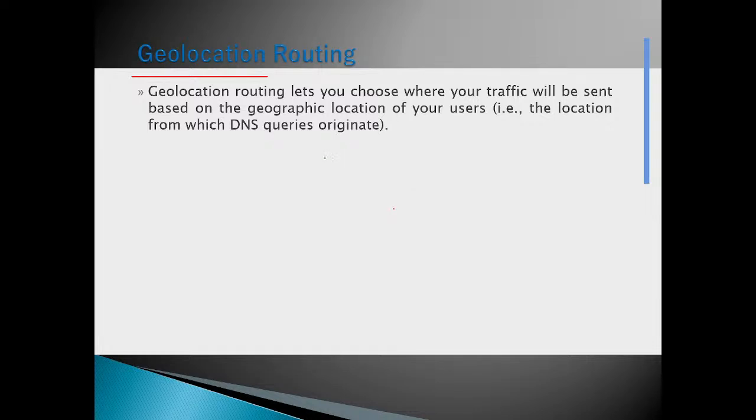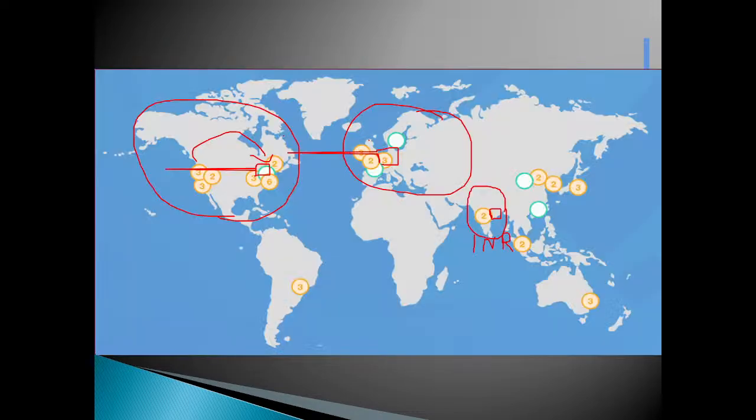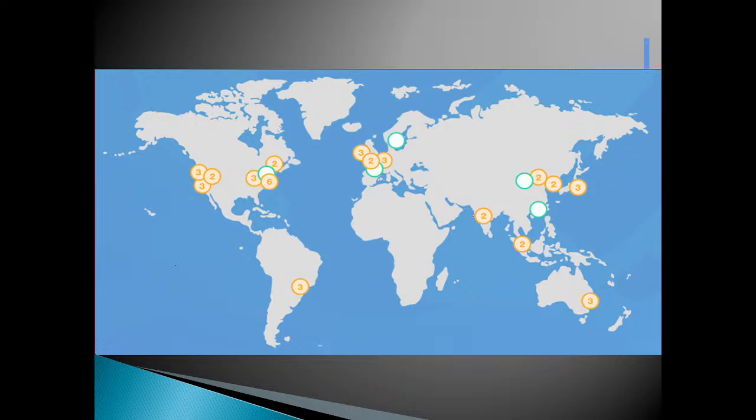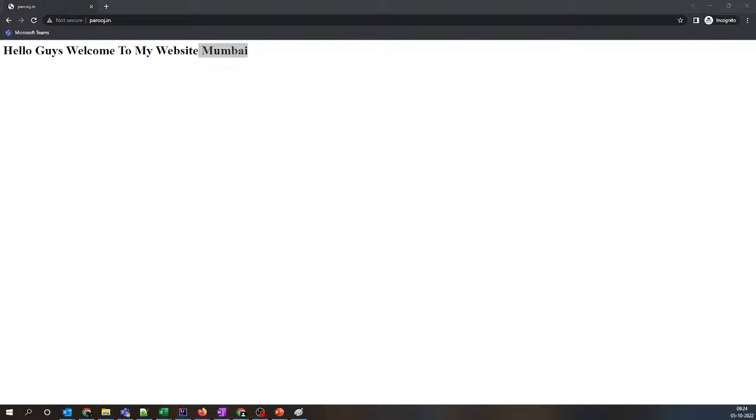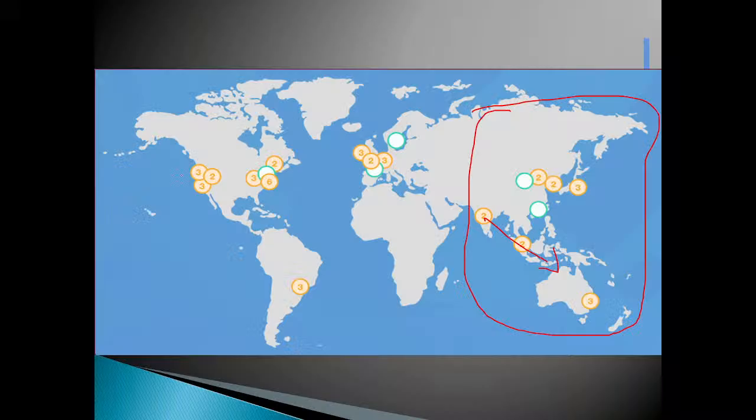So geolocation routing lets you choose where your traffic will be sent based on the geographical location of your user. That is the location from which the DNS request originated. Right now we are in India. So if I want all the requests coming from this particular region to go to a Sydney server, can I do that? Yes or no? I have a server in Sydney and I want all the requests to go to the Sydney server, right? My server is hosted in Sydney. I can do that.